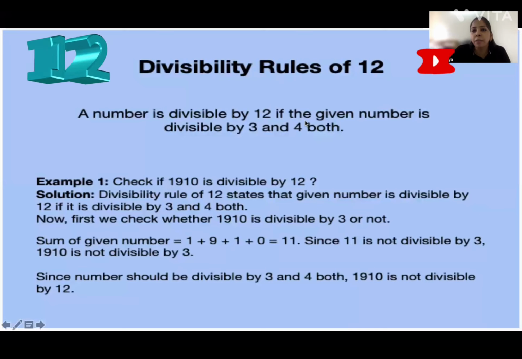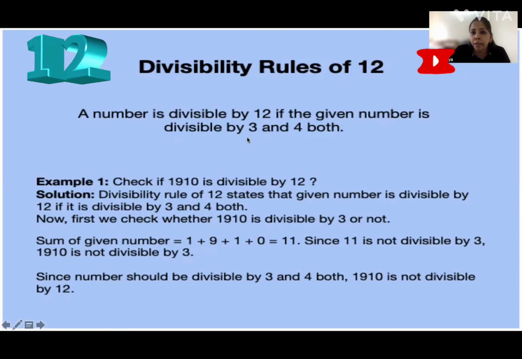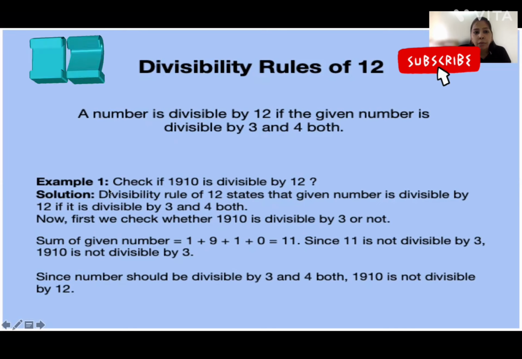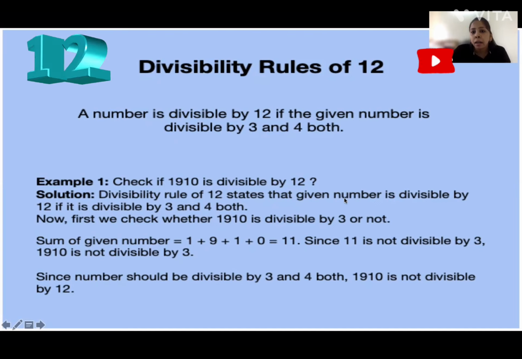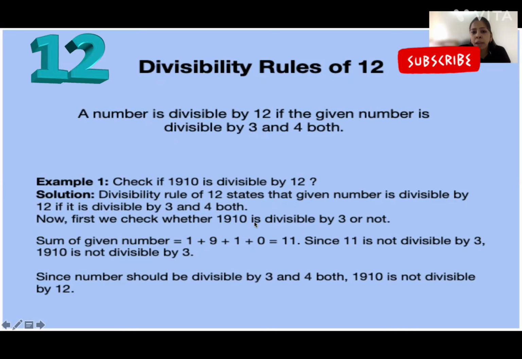Next one is divisibility rules of 12. A number is divisible by 12 if the given number is divisible by 3 and 4 both, because 3 fours are 12. So, for example, check if 1910 is divisible by 12. The divisibility rule of 12 states that a given number is divisible by 12 if it is divisible by 3 and 4 both.